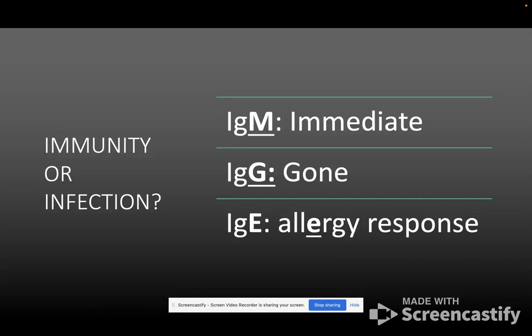So immunity or infection, these are just some blood tests that can be drawn that can tell whether you have immunity to something or you have an actual infection going on. Not real important right now for you to know, just be aware that they're out there.